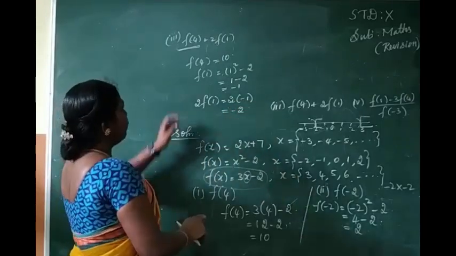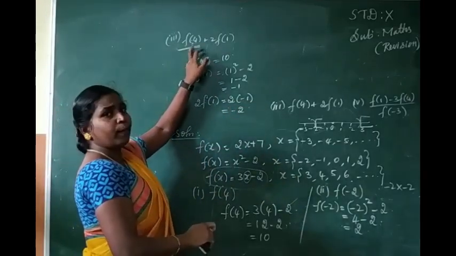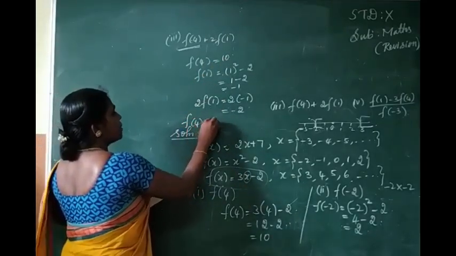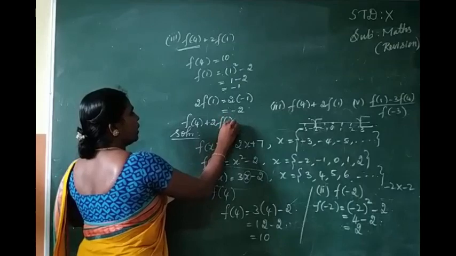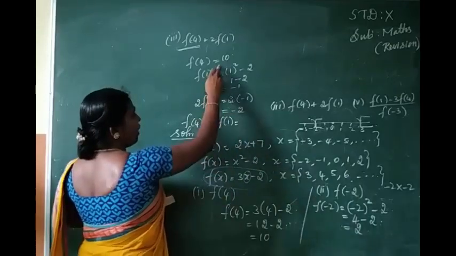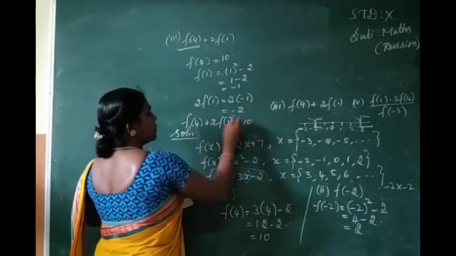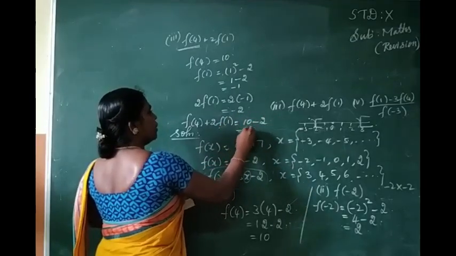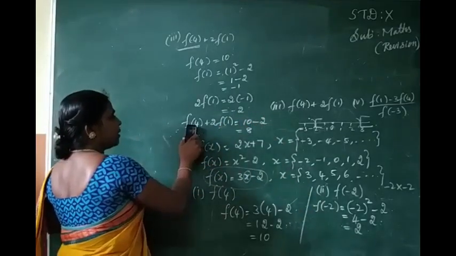Okay. Now you add the value, f of 4 plus 2 f of 1. So f of 4 value is 10, and 2 into f of 1 value is minus 2. So equal to 8. 10 minus 2 is 8.